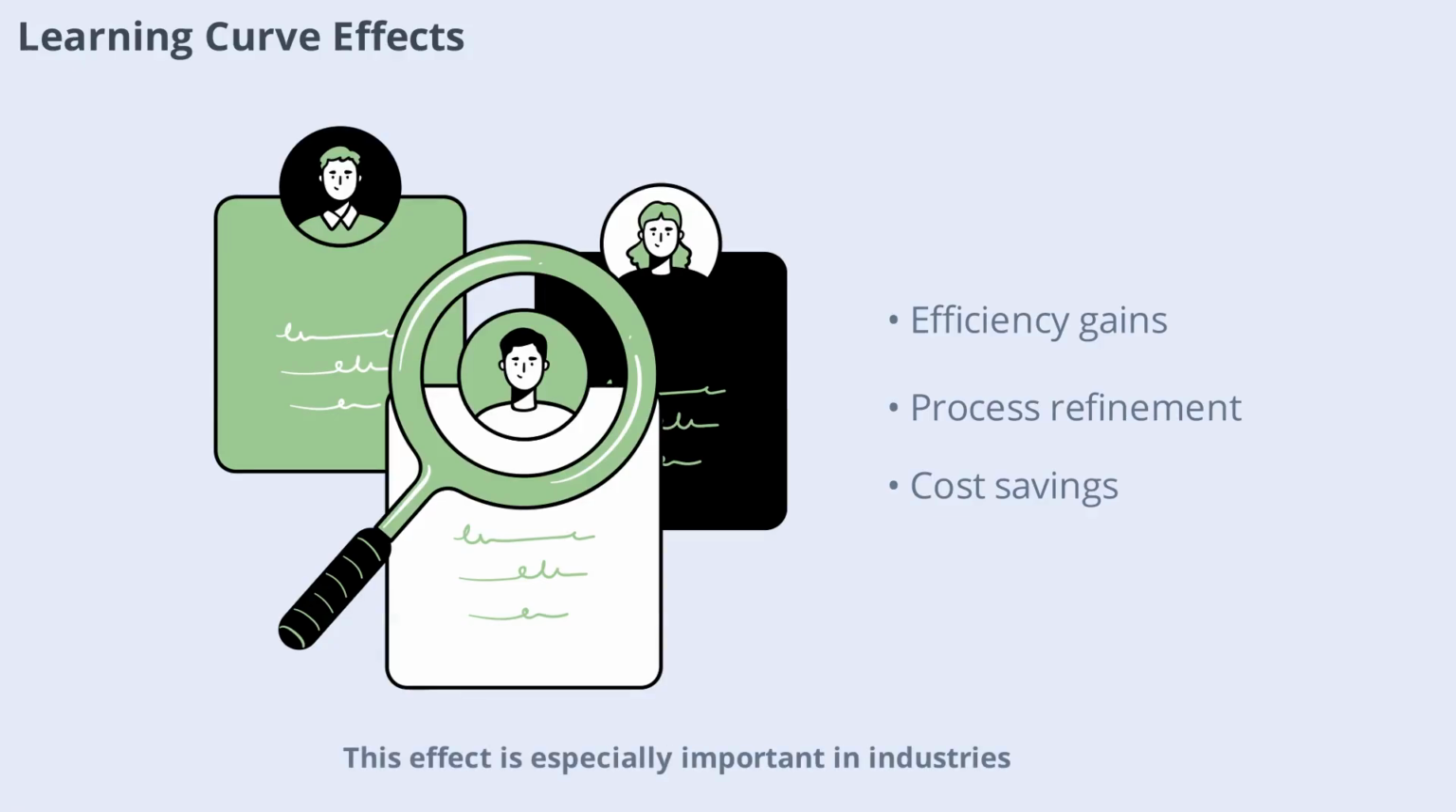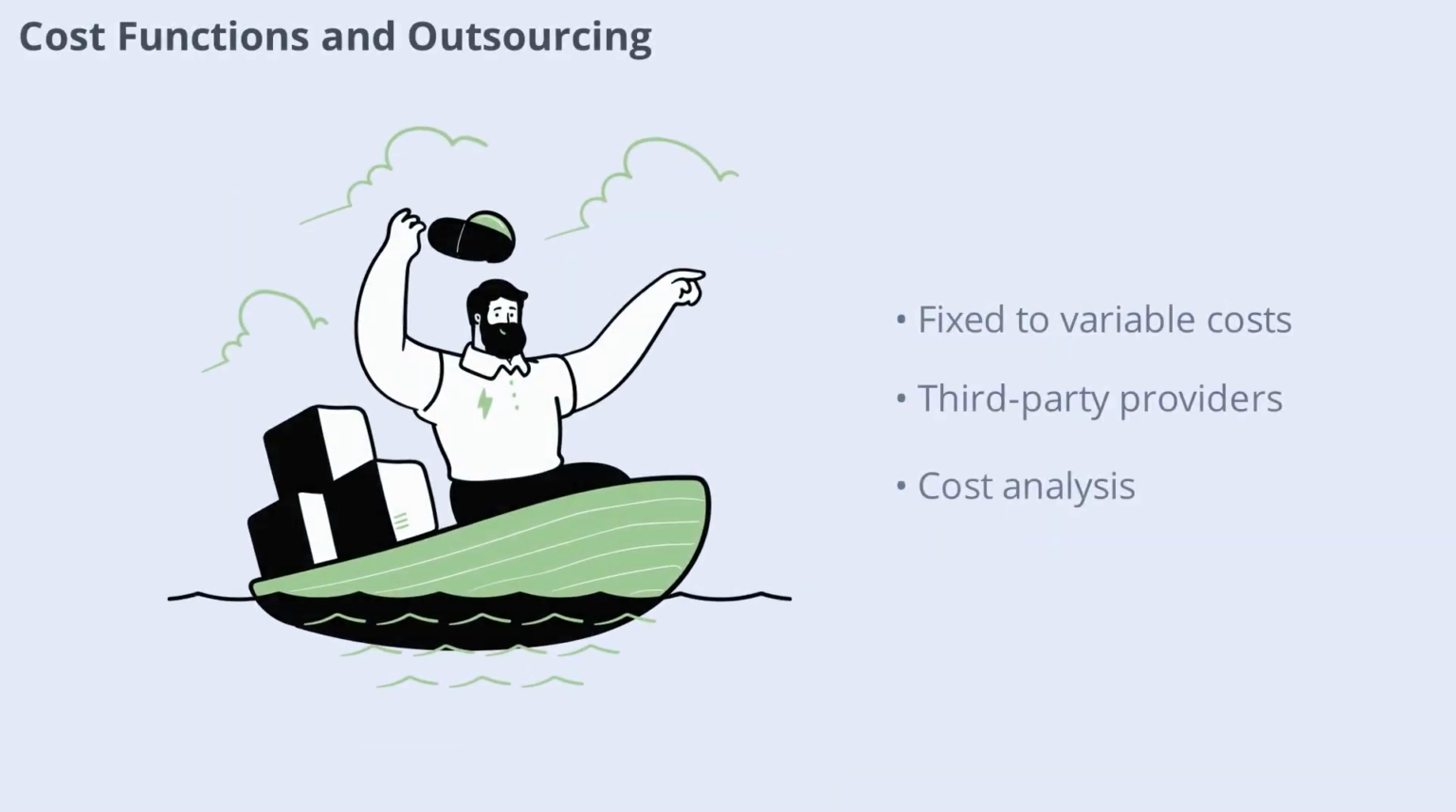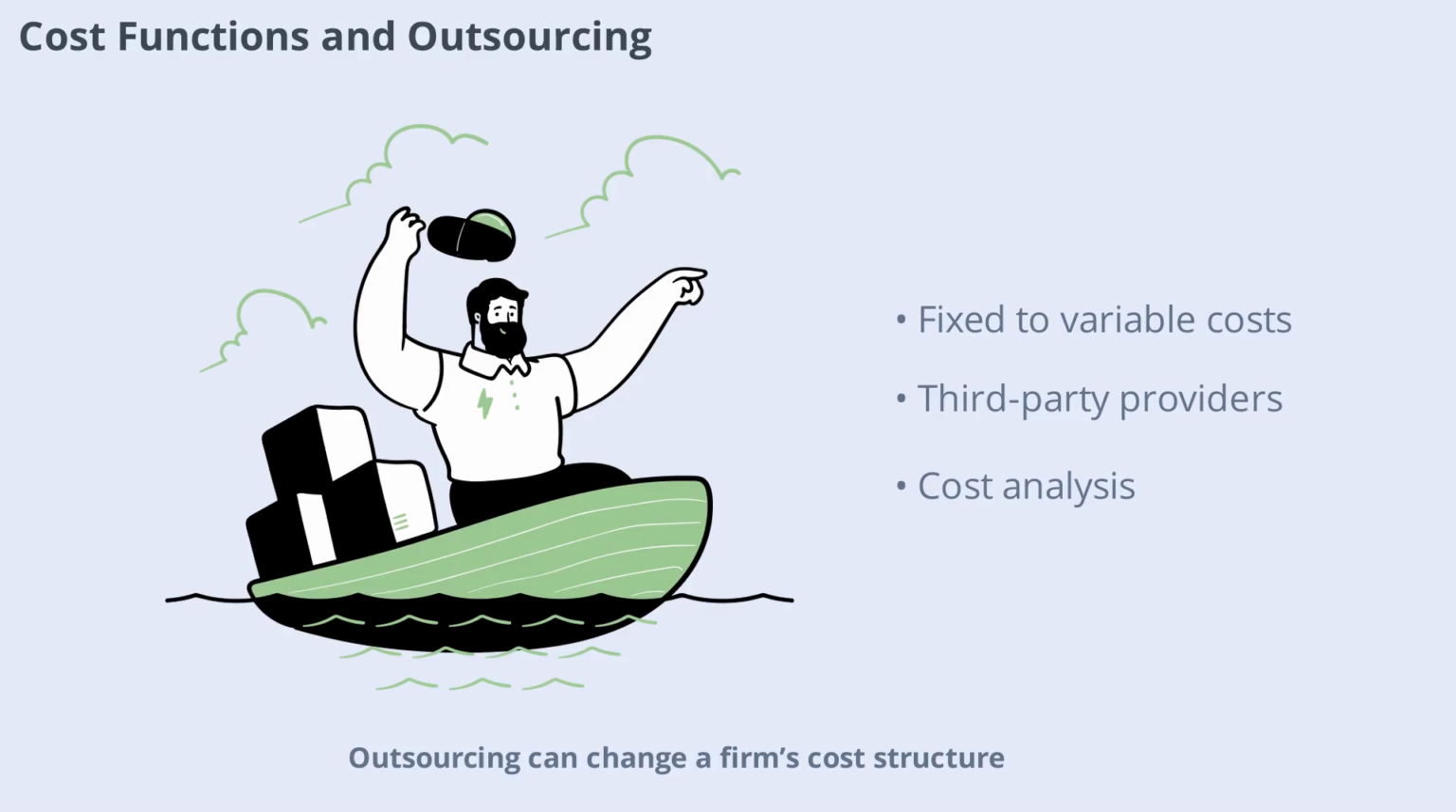This effect is especially important in industries with complex production processes or rapidly changing technology. Outsourcing can change a firm's cost structure by converting fixed costs into variable costs. For example, hiring a third-party logistics provider means paying per shipment instead of maintaining your own fleet. Outsourcing decisions should be based on a careful analysis of cost functions to ensure they lead to real savings.